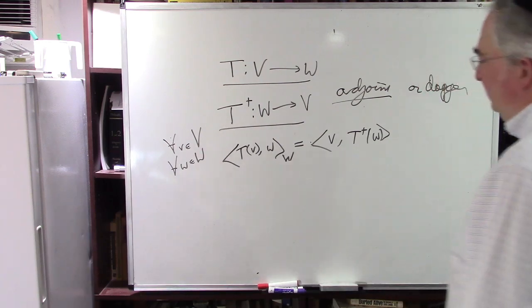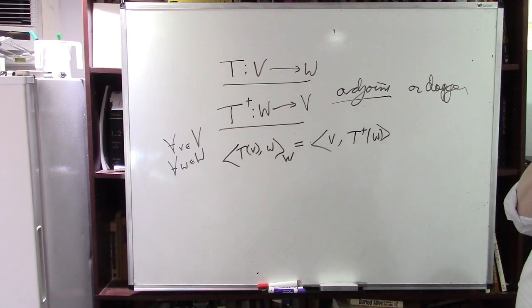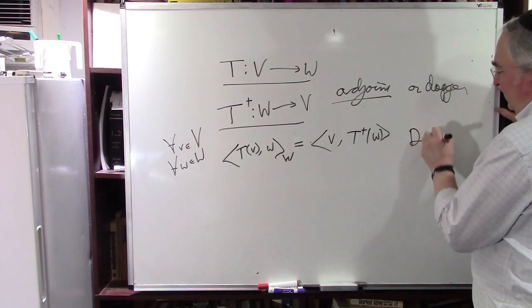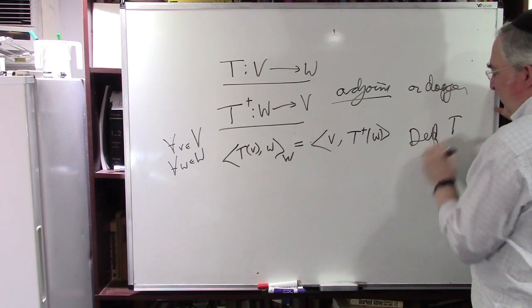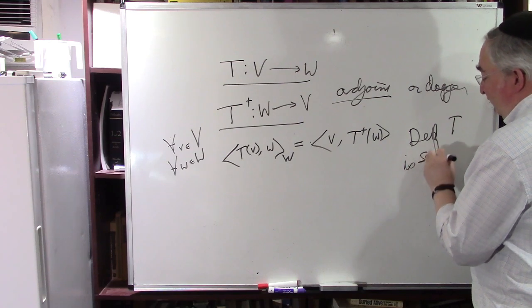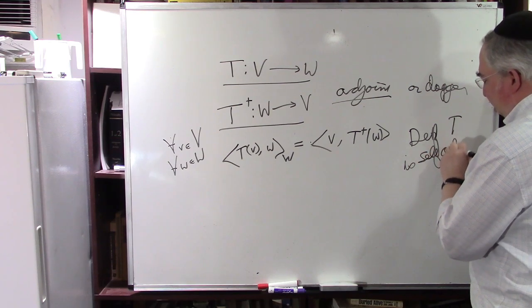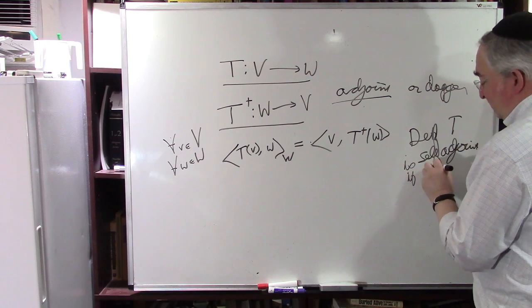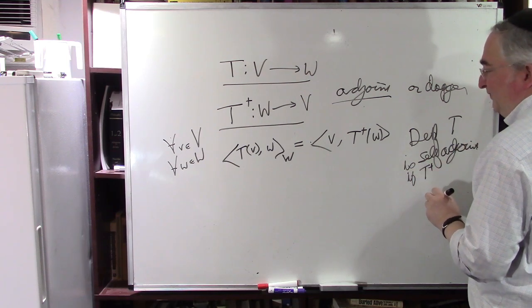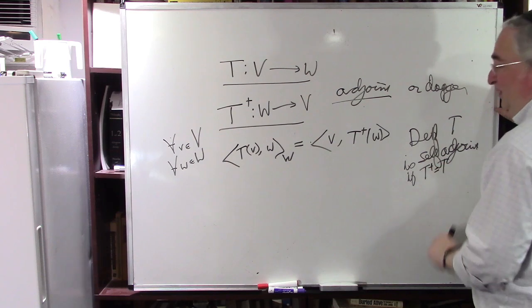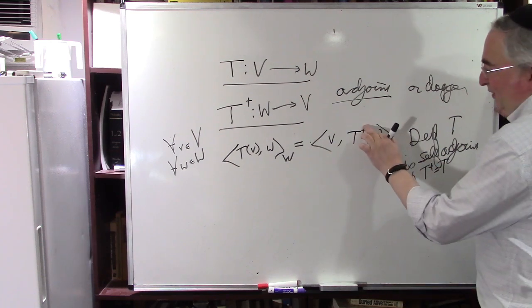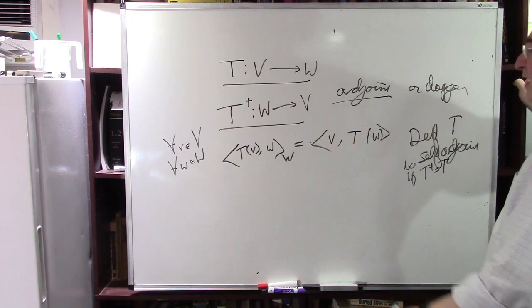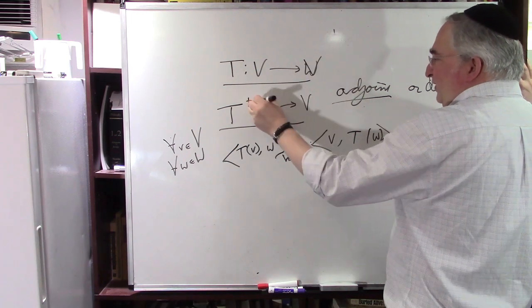Okay, great. Now comes a definition. Definition: T is self-adjoint if T bar equals T. What that means is, you ready? Erase this. If T satisfies this, I'm sorry, this is going from V to V.